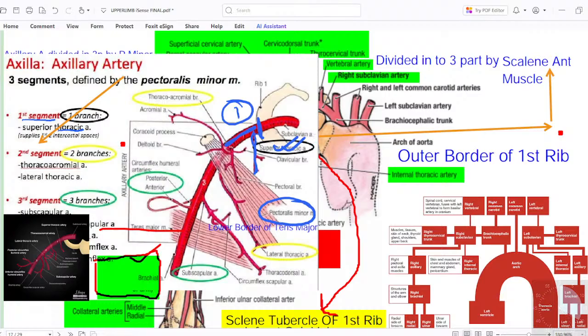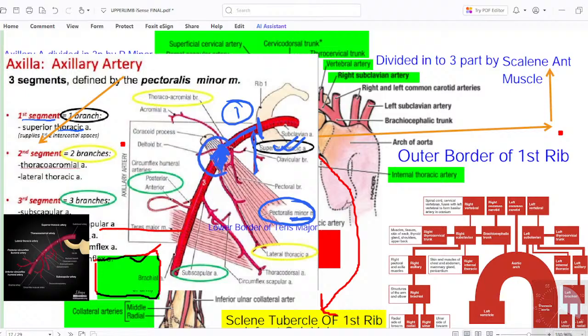Then, the second part. Which part is the second part? The artery which is just beneath the pectoralis minor muscle. So teres major was dividing the arteries, and pectoralis minor is dividing the axillary into three parts. So the part of the axillary artery just beneath the pectoralis minor is the second part. This is the second part.